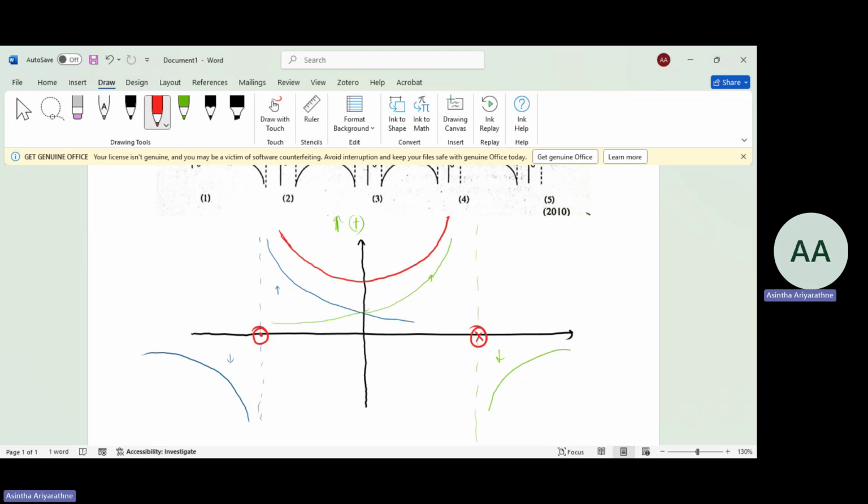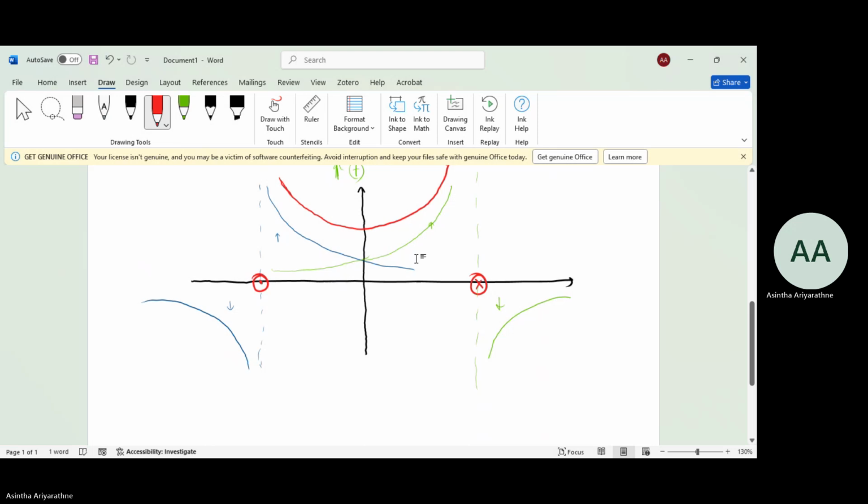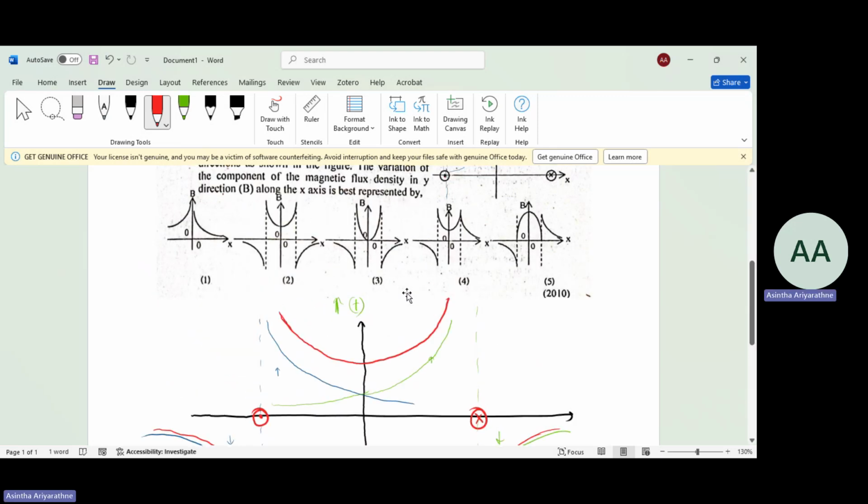Resultant magnetic field. Something like this, the red color one. So the second one is the answer.